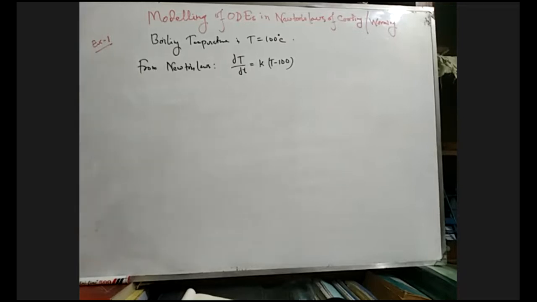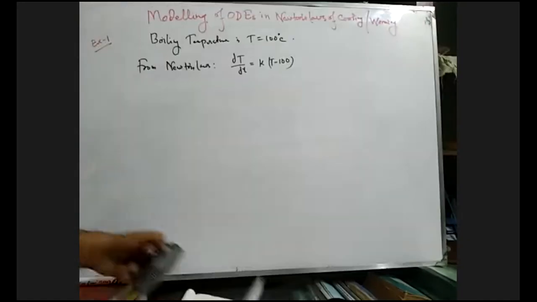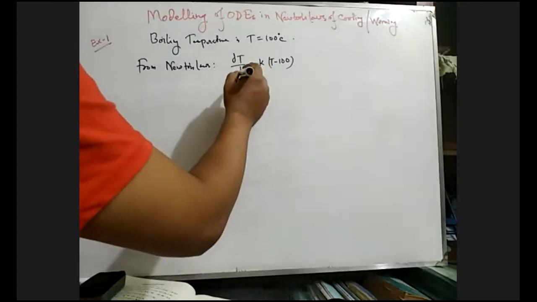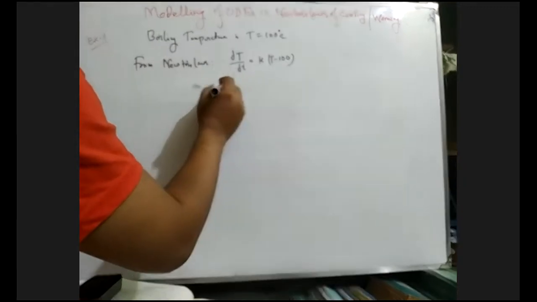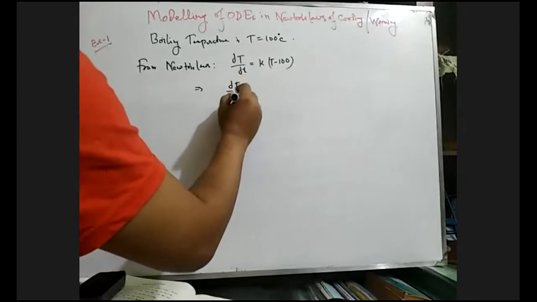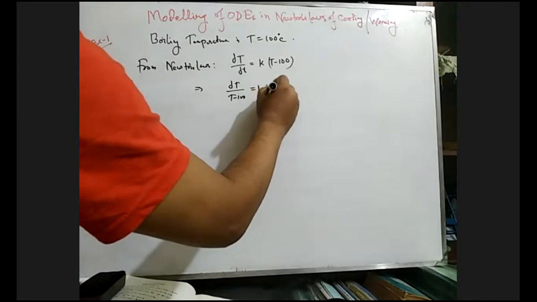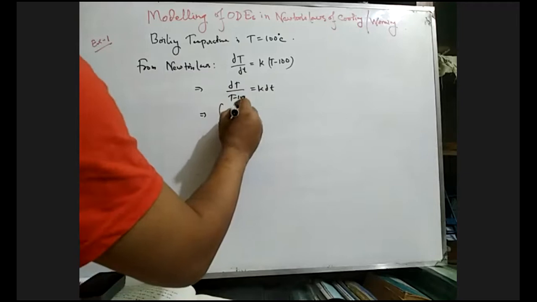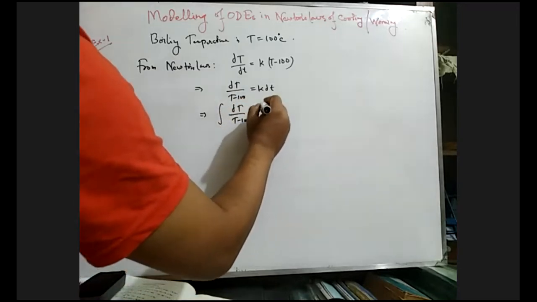So after solving this differential equation, you must know, we can solve it by the variable separable method. dT by (T minus 100) equals k dt. So integrating on both sides.